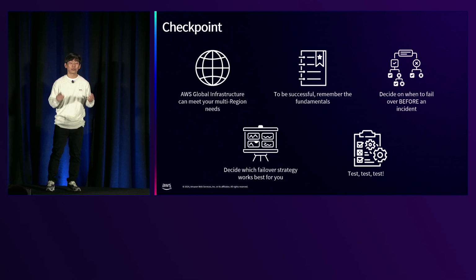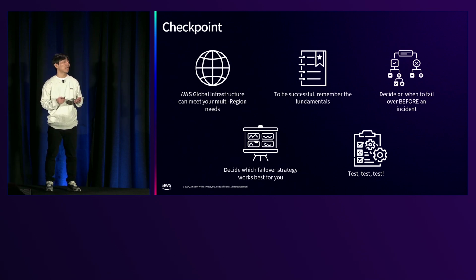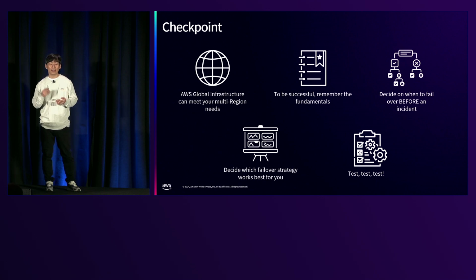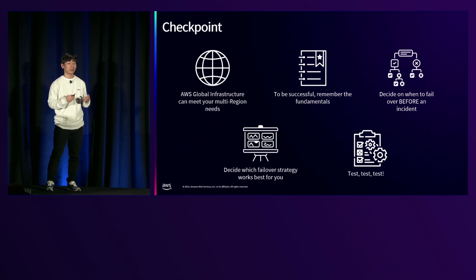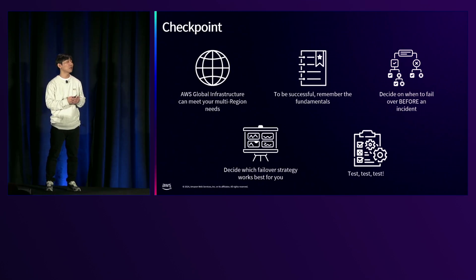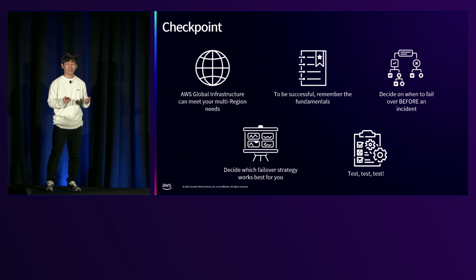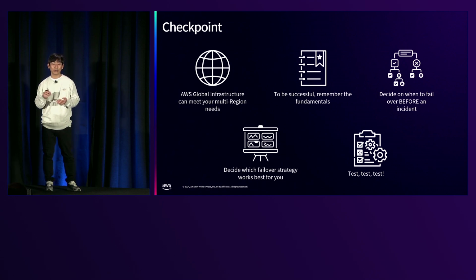Let's take a moment to review key checkpoints for a successful multi-region journey. First and foremost, remember that AWS infrastructure is designed to meet your multi-region needs. However, to be truly successful, you must remember the fundamentals we discussed earlier. One critical aspect is deciding when to fail over before an incident occurs. Having clear predefined criteria for initiating a failover plan can save precious time and ensure rational decision-making during a disaster.